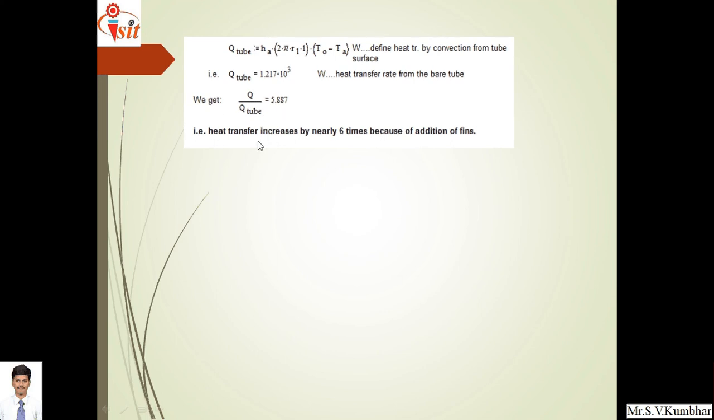That is, heat transfer increases nearly 6 times because of the addition of fins. As we had already discussed, if heat transfer increases by 2 times or more, then the use of fins can be justified.